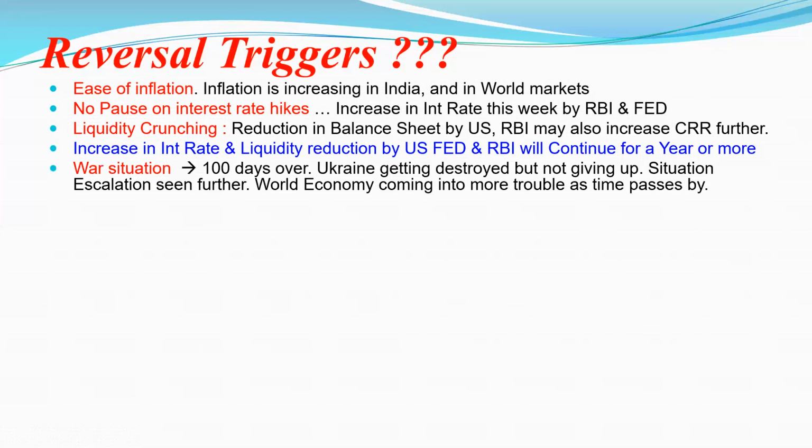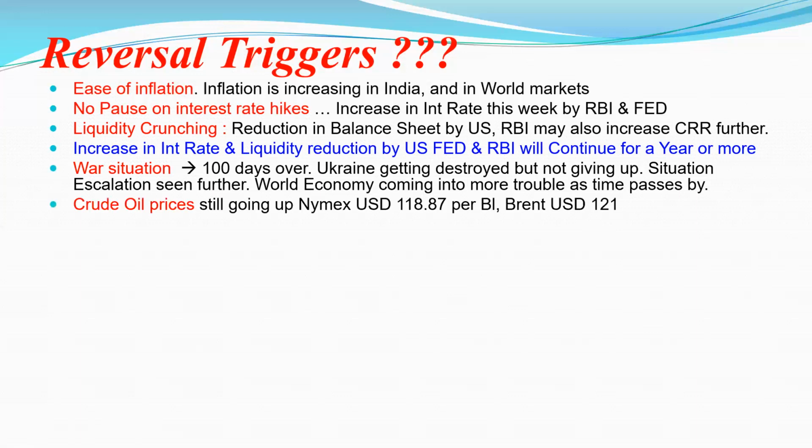Escalation in the war situation is still there. Ukraine is getting destroyed. Situation is going to become worse. 100 days are over. World economy is more in trouble as we move further. As the war keeps on going ahead, we will get affected definitely. The crude, commodity, everything is going to become costlier day by day. So this is what we are seeing.